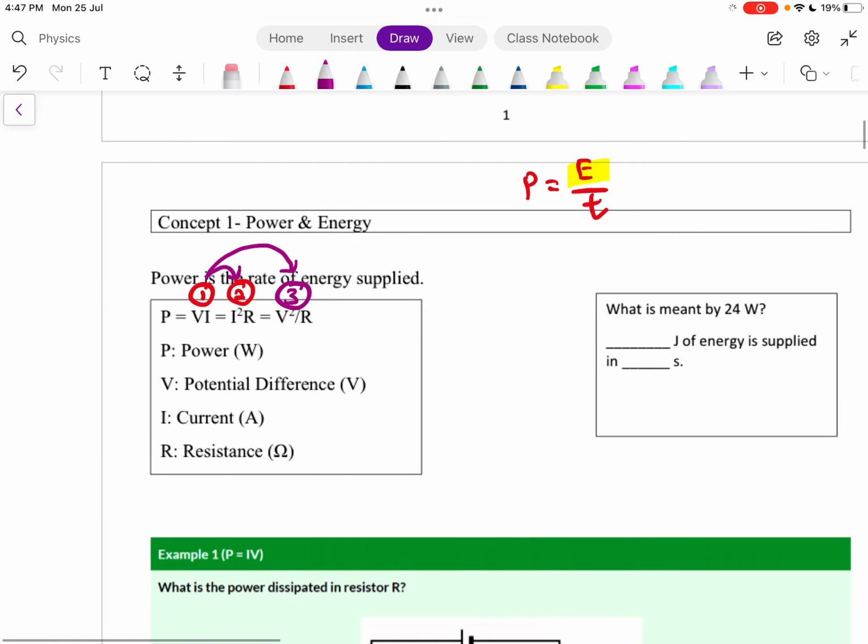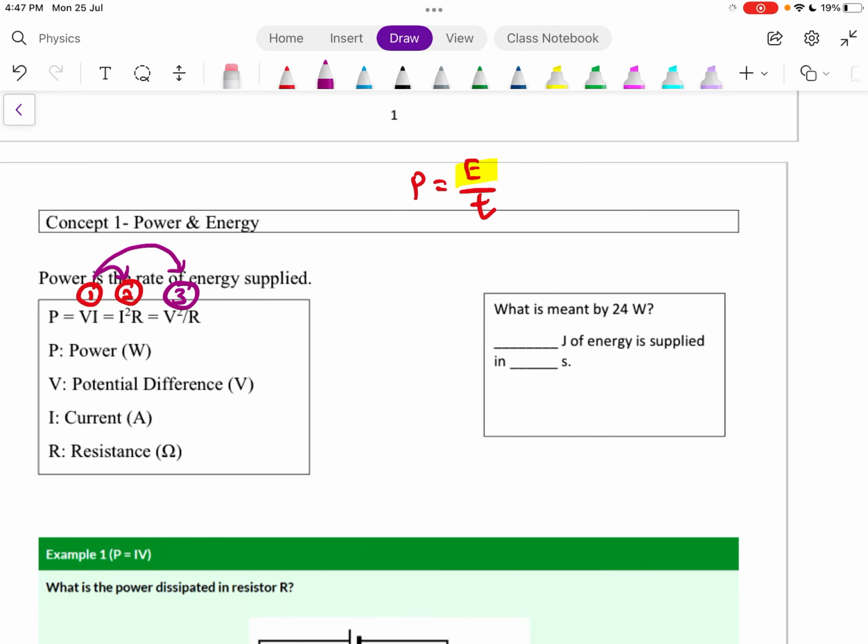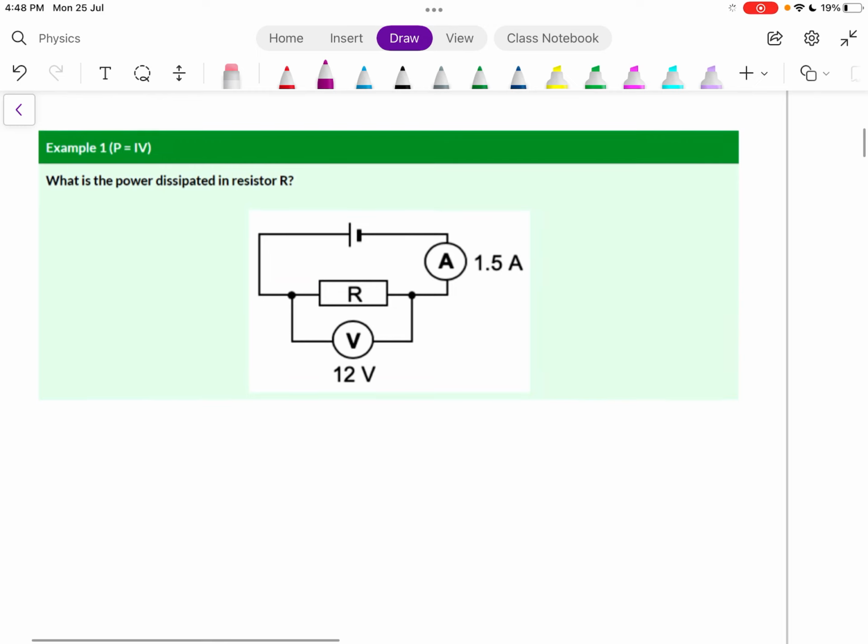The next thing is power. Power is in terms of watts. Of course, V, I and R are something that we know already. Sometimes O level might ask, what is meant by 24 watts? You need to know that 24 watts is just 24 joules of energy supplied to the electrical appliance in 1 second. So this is the meaning of 24 watts. Let us see this example and know how to use our equation.